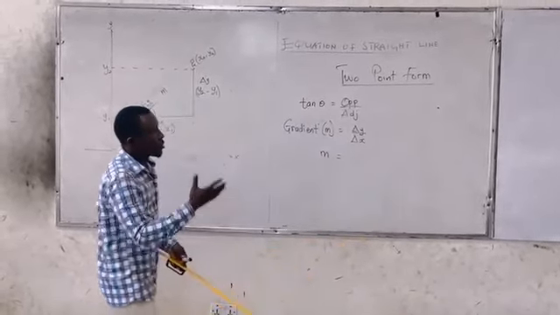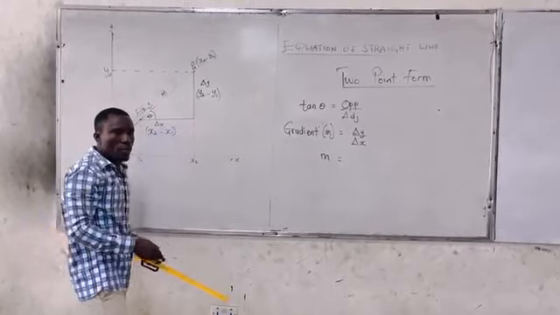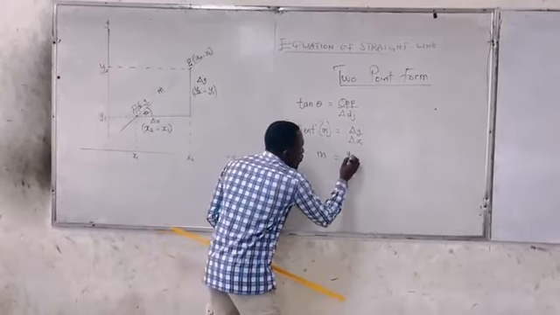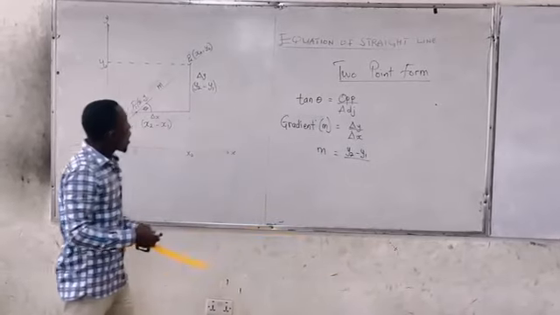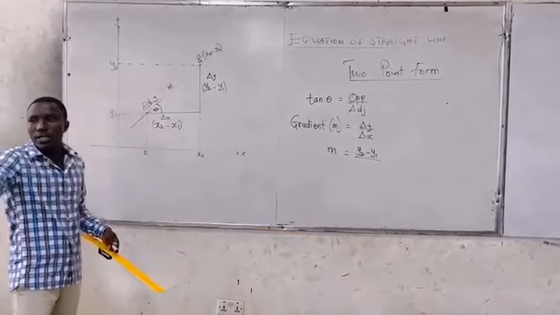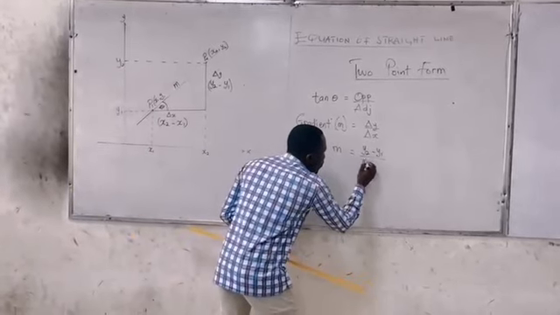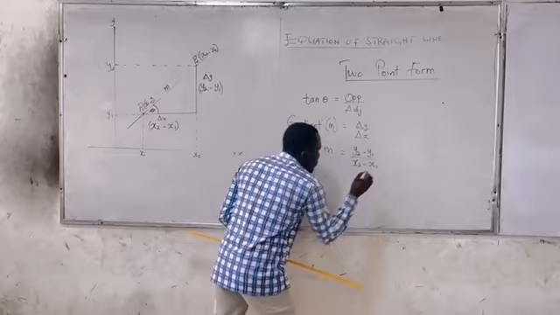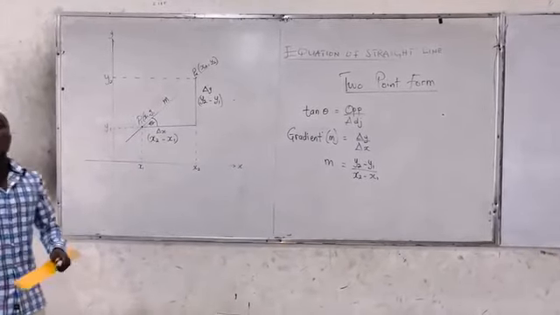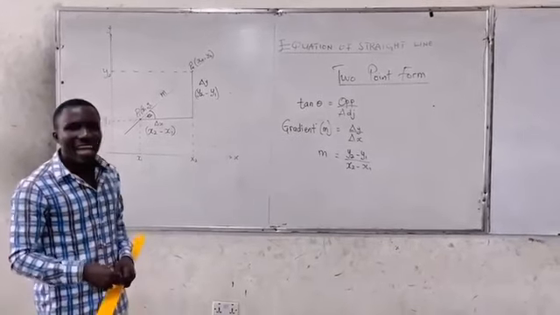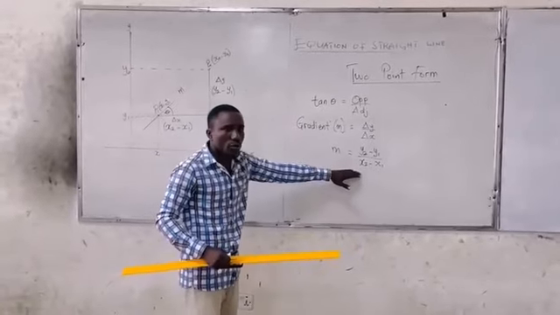Good. So now, our change in Y is equal to what? Very good. Y2 minus Y1. And then, our change in X is equal to X2 minus X1. Right. So, if you want to find the gradient of a given line, this is the formula that you are going to use.